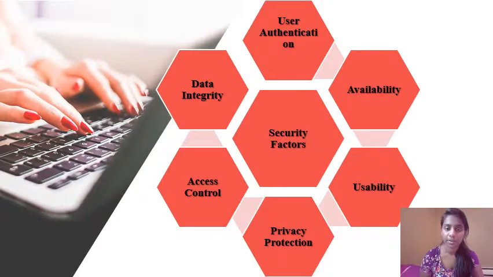The next one is availability. Data should be available to the authorized user when he wants to access it. Usability. The interface should be user-friendly so that it is easily understandable and you can change the settings according to your preference. Privacy protection. Anonymity is a feature in which identity is not revealed. Access control. Access control is a mechanism and policies that restrict access to computer resources in a process. Data integrity. It ensures that data is not changed, destroyed, or lost in an unauthorized manner. To overcome this, digital signatures can be used.